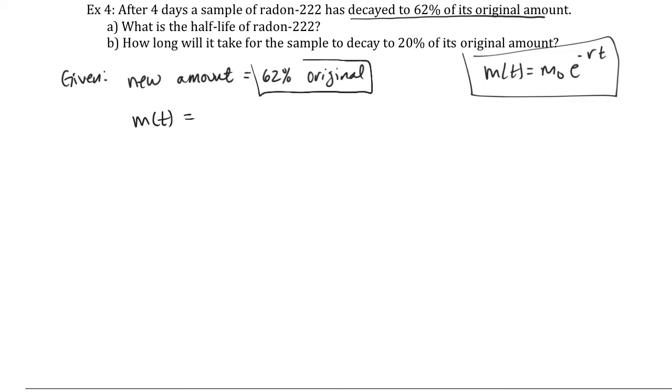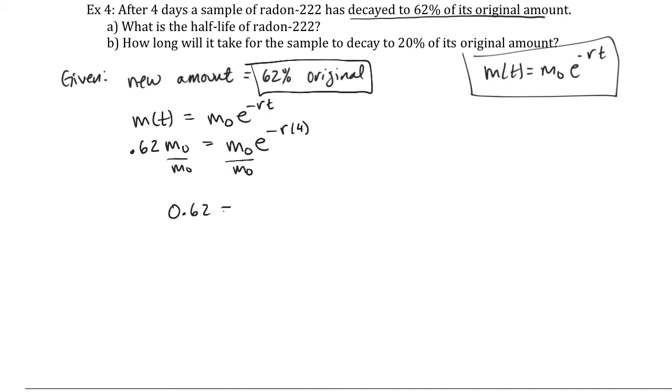That's going to be 62% of the original. Okay, and we're using our formula negative rt. All right, so we've got 0.62 of the original, which is m naught, and that's equal to the original times e to the negative rt, which is 4 days. Okay, so let's divide through by m naught. That gives us 0.62 is equal to e to the negative 4r, and then we'll take ln of both sides.